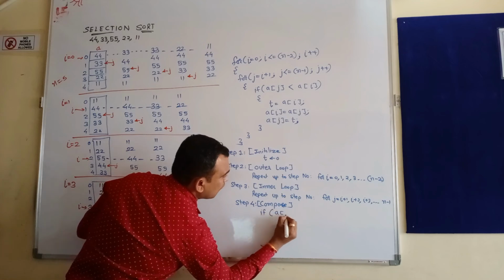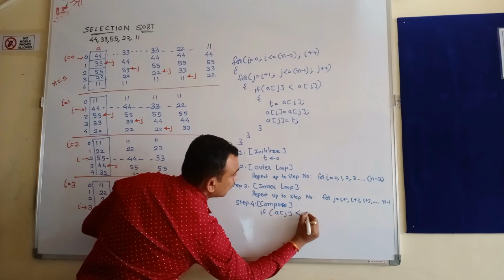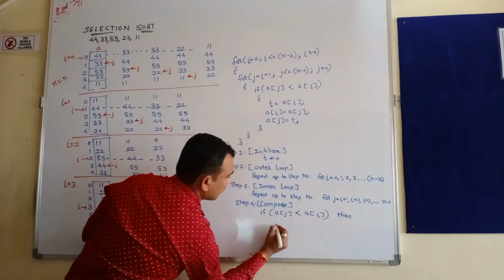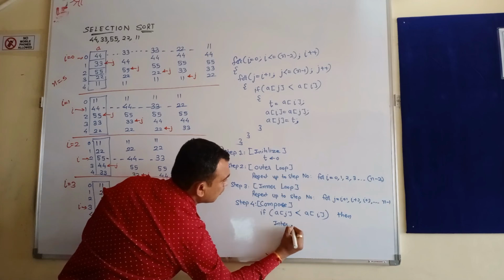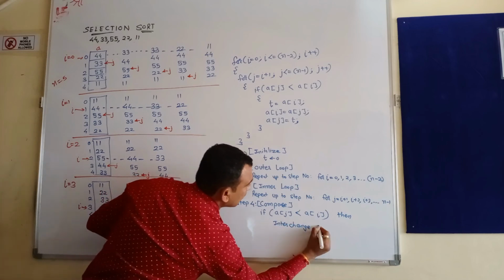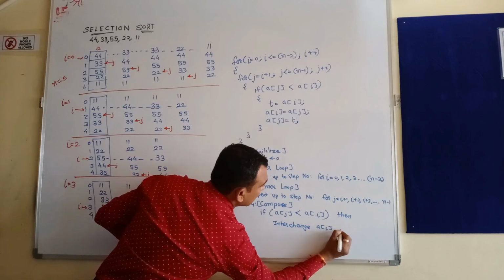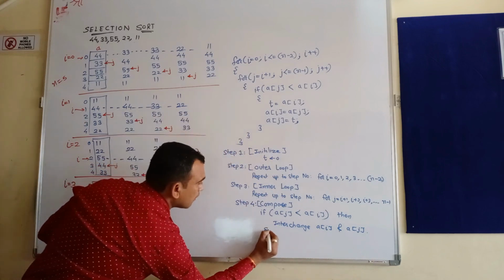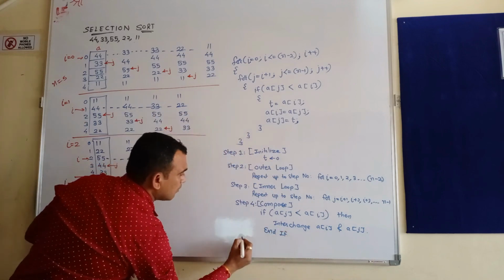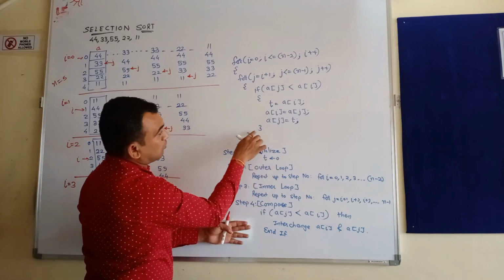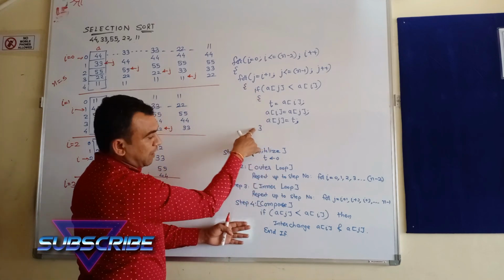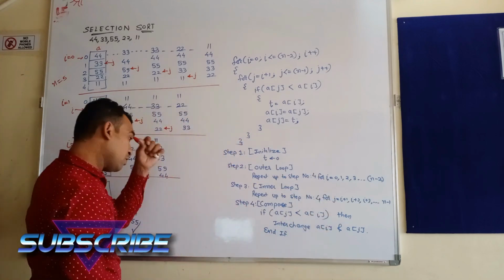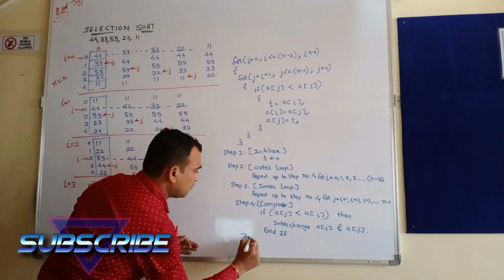If A of j smaller than A of I, then interchange A of I and A of j. And here, consider here, look, both our for loops go up to this step. So this step number is 4. So I write down here, repeat up to step number 4. And step number 5 is the finish.